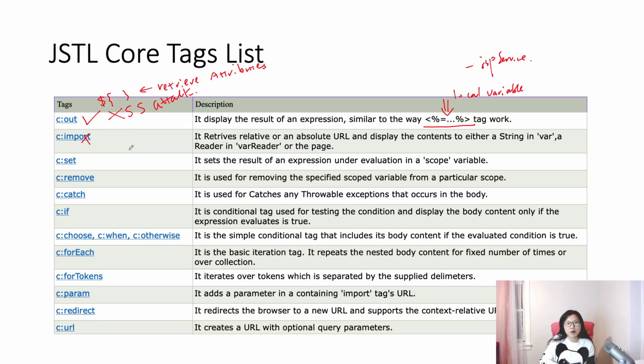And the c:import, you can use this one to import the content and hold it by the variable of the var attribute. Then you can display it on the page. And when you display, you can use c:out.